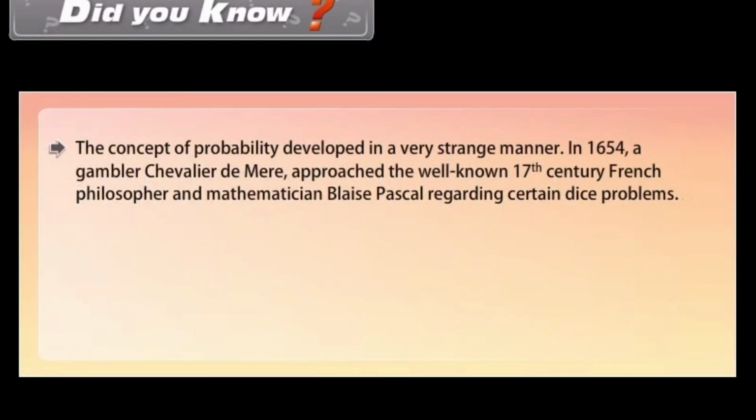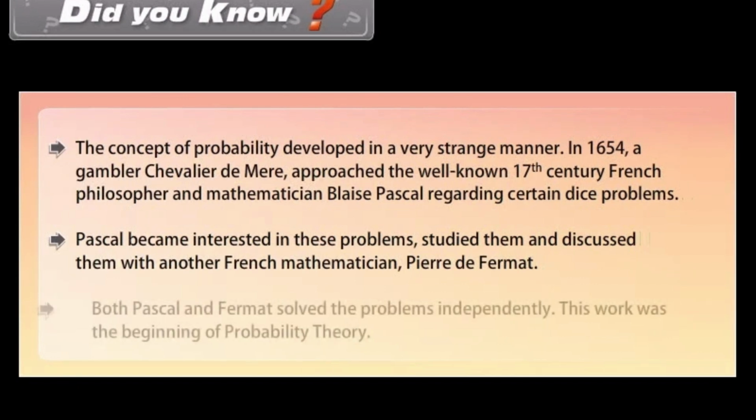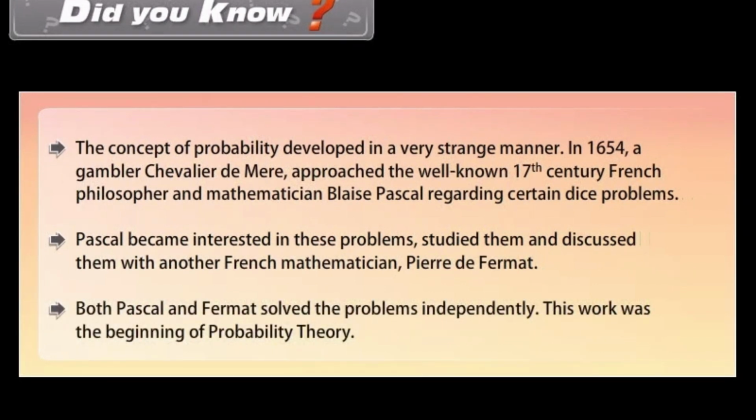Did you know? The concept of probability developed in a very strange manner. In 1654, a gambler, Chevalier de Mere, approached the well-known 17th-century French philosopher and mathematician Blaise Pascal regarding certain dice problems. Pascal became interested in these problems, studied them, and discussed them with another French mathematician, Pierre de Fermat. Both Pascal and Fermat solved the problems independently. This work was the beginning of probability theory.